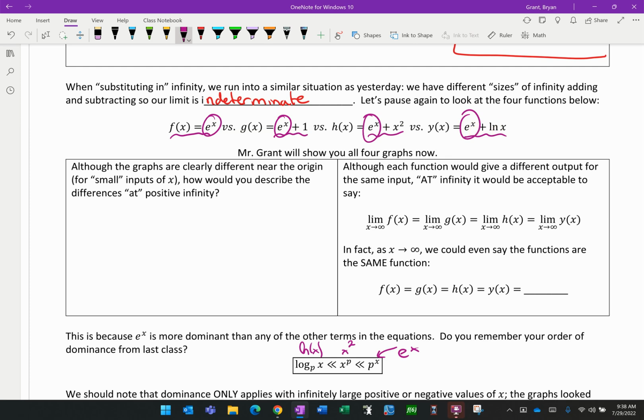In fact, at infinity, you could say that the limits of these four functions are equal. And so what that means is at infinity, you can even say they're the same function. You could ignore the 1, the x squared, the natural log of x. You could just say that they're all the function e to the x at infinity. Not anywhere else, but if you're infinitely large, there is no difference in those four functions. So how would you describe the differences at positive infinity? I would say there are approximately no differences. And so that's really important. This allows us to simplify complicated functions at infinity.